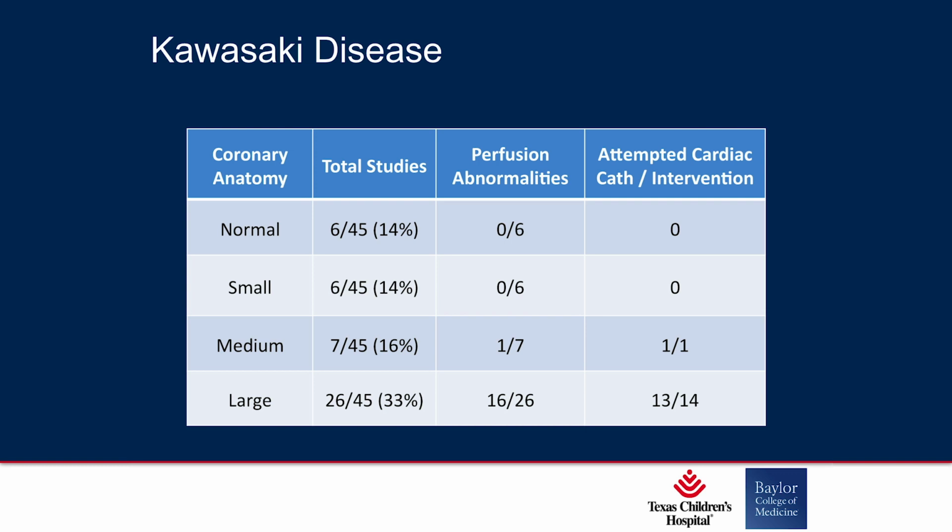In terms of our own experience of Kawasaki disease, we've done a total of 45 patients. The majority would fall into either that large or giant coronary aneurysm population, and that's where we've seen the vast majority of our perfusion abnormalities. Many of these cases have either had cardiac cath for further assessment or potential intervention. And we can look at a couple of those patients as well.